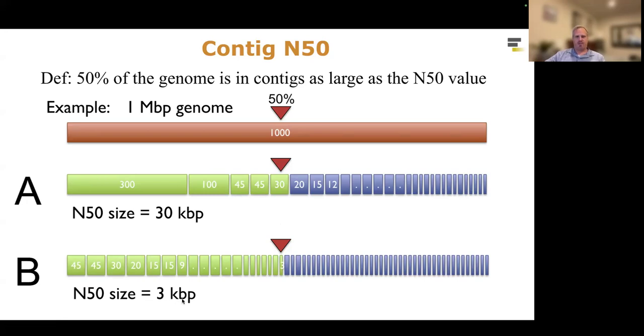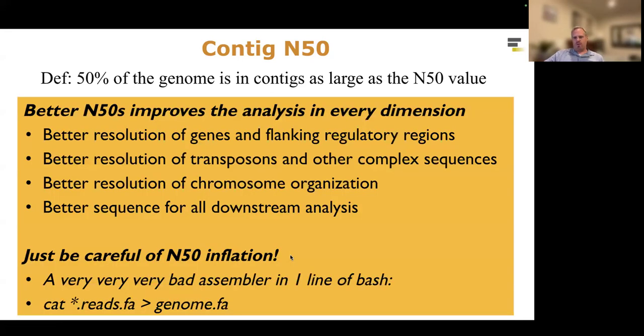Only 3 kb. So the mean or median may be pretty similar here, but the N50 size highlights that there's a bigger difference in this distribution. Here we still have a 30 kb contig at the halfway point. Here we only have, say, a 3 kb contig at the halfway point. So in general, when we're assembling a genome, that N50 size is one of the key metrics that we're going to pay attention to. In general, we want that to be as big as possible.